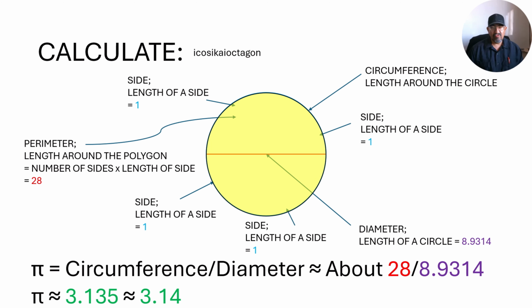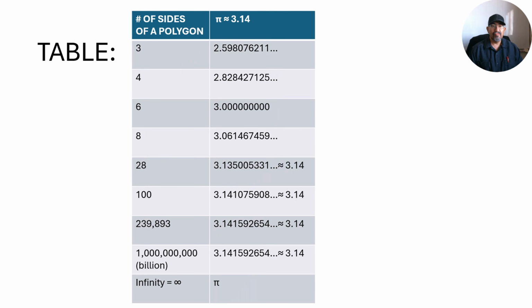And how do I know if I'm a little more accurate? If we were to chart all these polygons and write it down, we already did the 3 sides, so we know 3 sides is 2.59, a 4-sided is 2.8284, a 6-sided is 3, 8, 28, it rounds to about 3.14. If you did a 100-sided polygon, you can see the difference is not much. It's still 3.14.